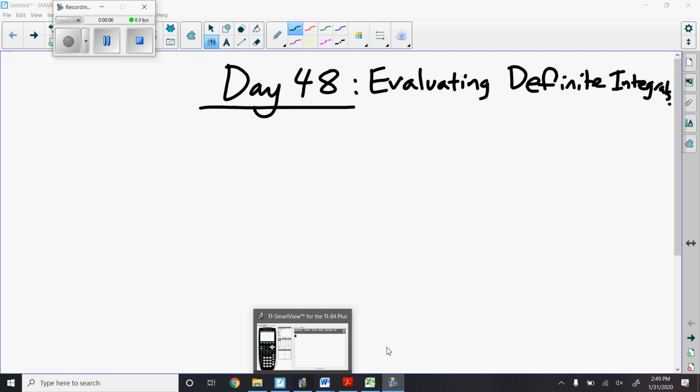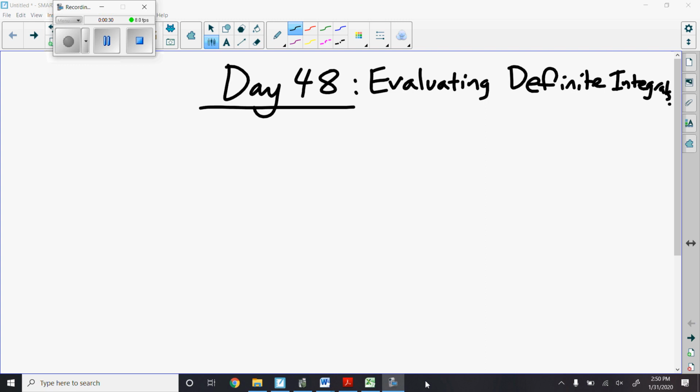Welcome to day 48. Today we're going to be looking at evaluating definite integrals. So we've done several things here with integrals. First thing we did is we talked about integrals as area under the curve. We solved some definite integrals where we could calculate the areas.